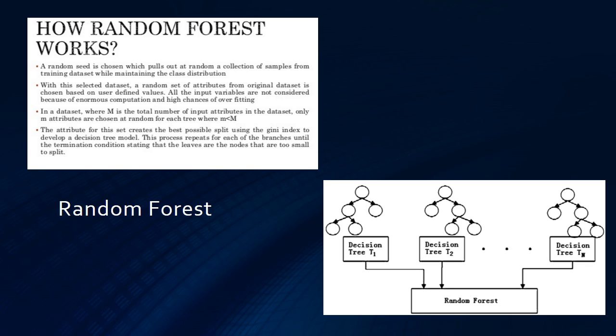What is key here is that only a subset of the attributes are chosen at random for each tree built. This has the effect of preventing overfitting and mitigates against multicollinearity.